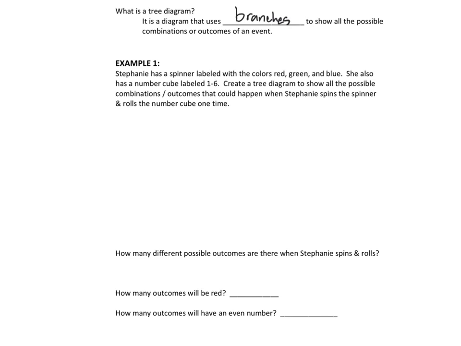So let's look at example 1. Stephanie has a spinner labeled with the colors red, green, and blue. She also has a number cube labeled 1 through 6. We need to create a tree diagram to show all the possible combinations or outcomes that could happen when Stephanie spins the spinner and rolls the number cube one time.